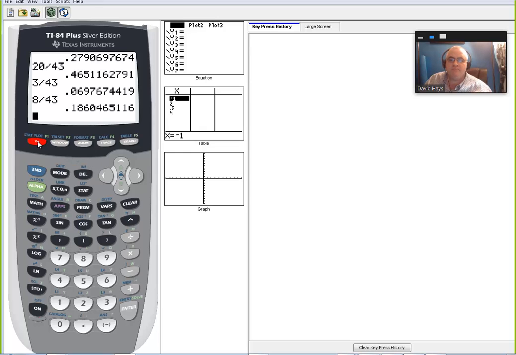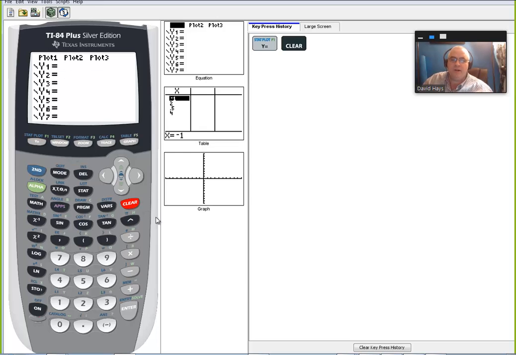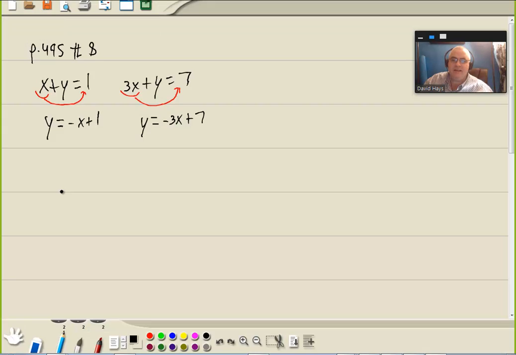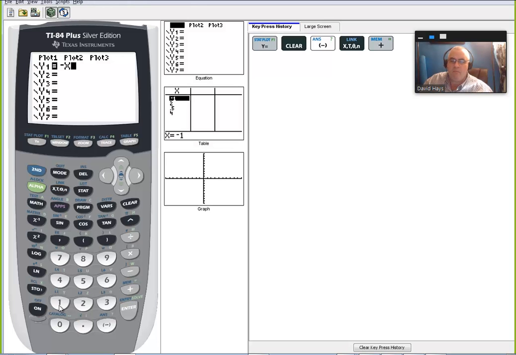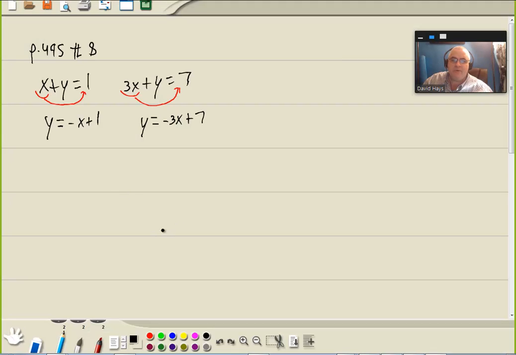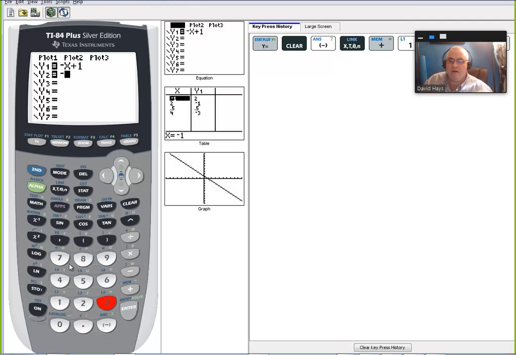So our first one, we'll go on y1. We got negative x plus 1. So after I press y equals and press clear to clear whatever's on that line, I'll do a negative x, this is the x key, plus 1, down arrow, and then negative 3x plus 7. And then you press graph.